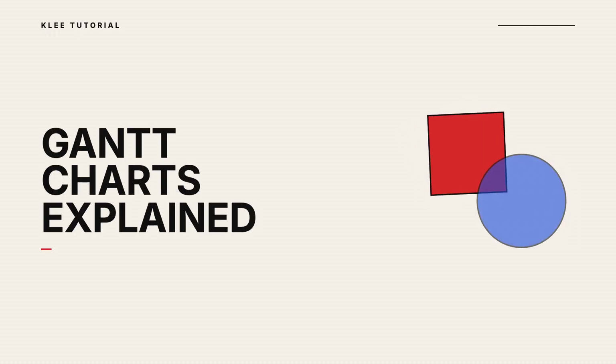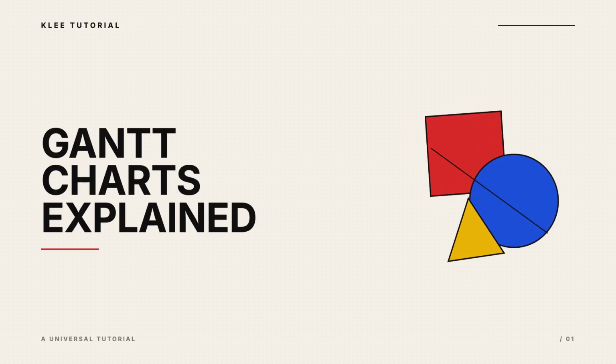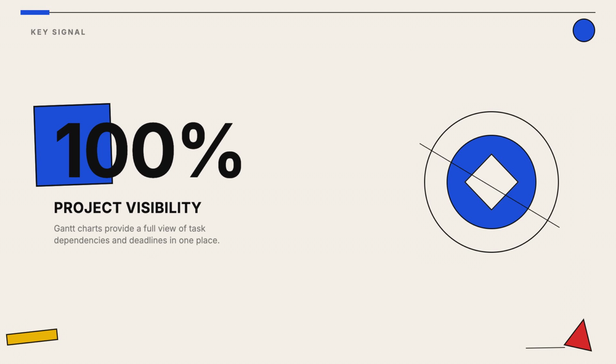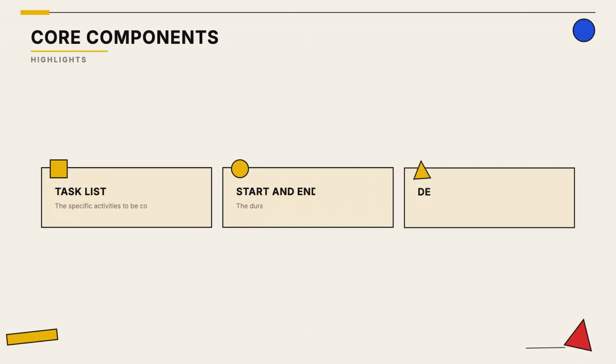A Gantt chart is a powerful visual tool used to track projects over time. Let's break down how they work. At its core, a Gantt chart is a bar chart that illustrates a project schedule, showing tasks against a set time frame. By visualizing every milestone, you can clearly see how long each phase of a project should take to complete. These charts break complex projects into manageable pieces, linking them so you know exactly what needs to happen next.